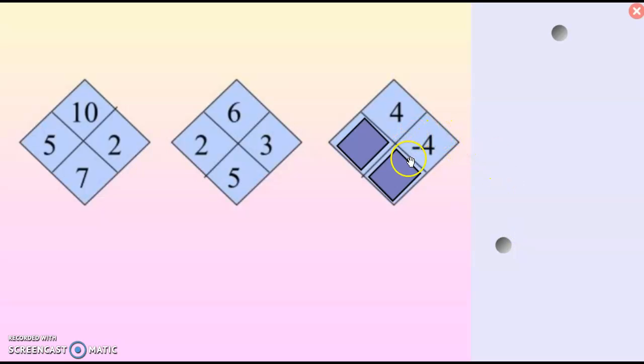What number would I have to multiply times a negative 4 to get a positive 4? And then what will be the sum of those two numbers? Hope you got it right.